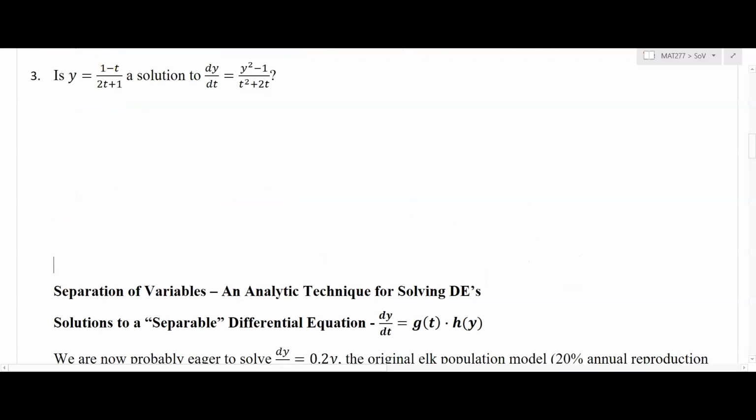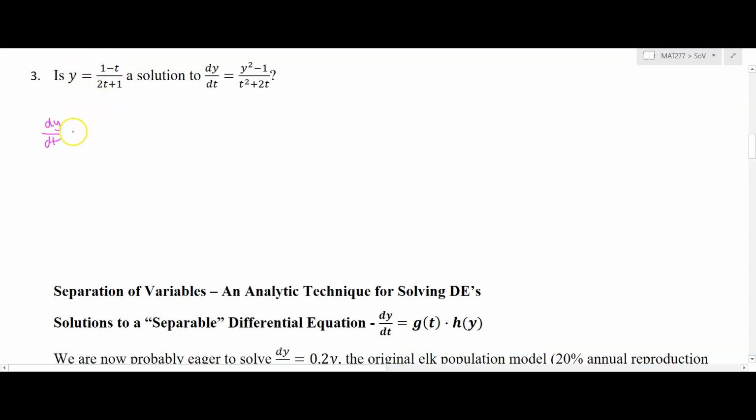Now let's take a look at another possible solution candidate for this differential equation. Same differential equation, but now we're going to check if (1 minus t) over (2t plus 1) is a solution. So I've got to find the derivative of this, which is a common step in checking solutions. If you had a second derivative in the equation, you might need to take the second derivative of y.